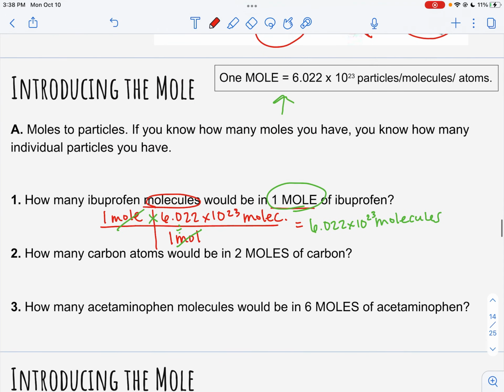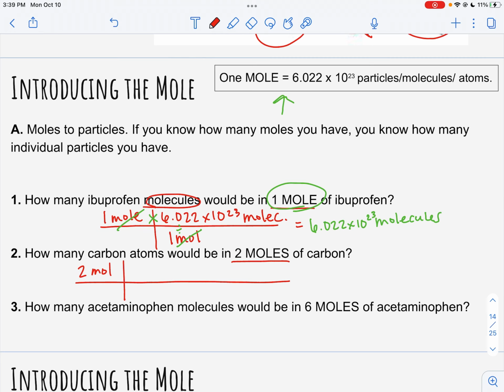So for number 2, it's asking about 2 moles. You may already be thinking in your head, oh, I'm just going to multiply 2 times Avogadro's number, which would be correct. The way that we know that we're setting that up correctly in our head is we can set it up correctly on paper.